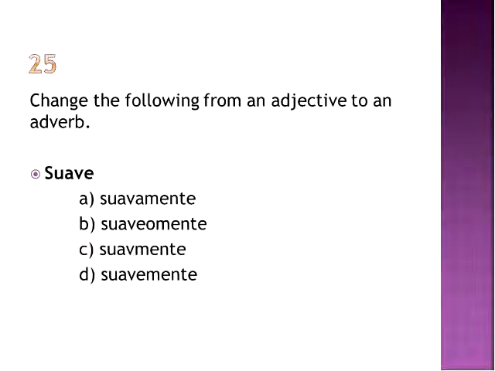But the next one is also applying that rule. Here's a new word, suave. What would you do to that one? Change it to the feminine form and then add mente. Okay, so suave has an E at the end, so you'd have to change the E to an A and then add mente. So it would be suavemente.